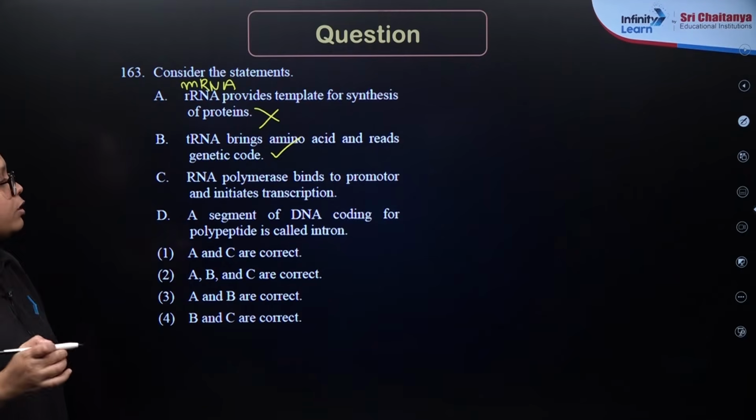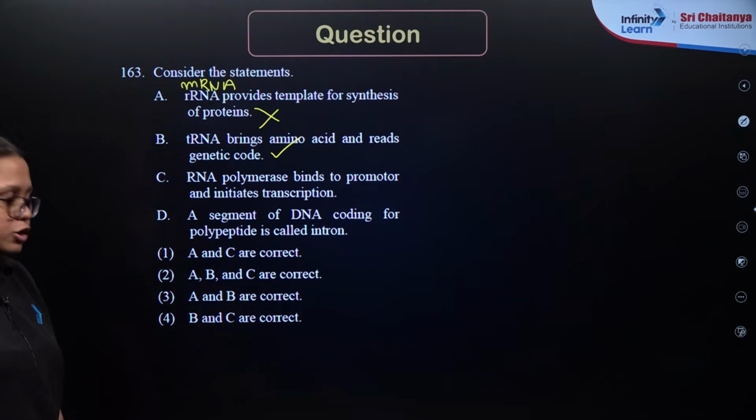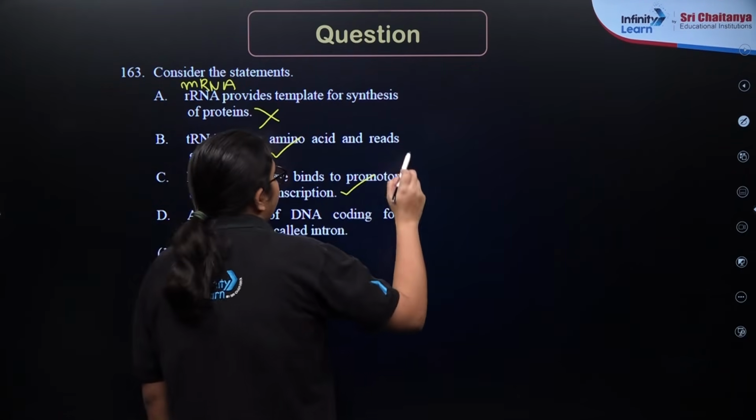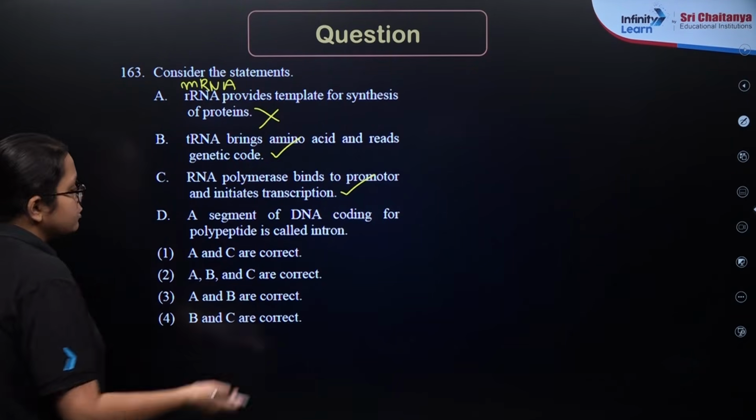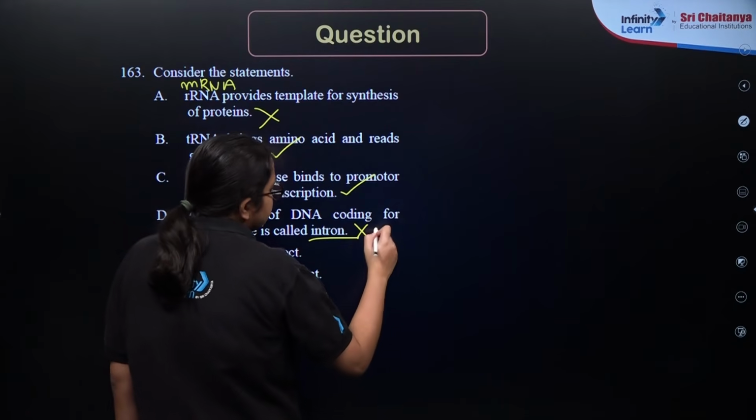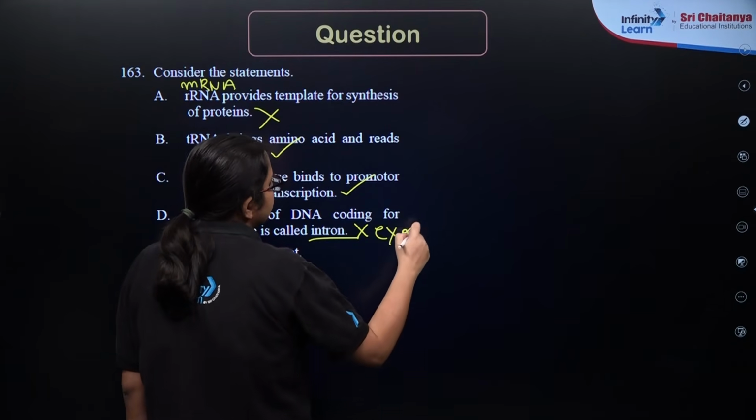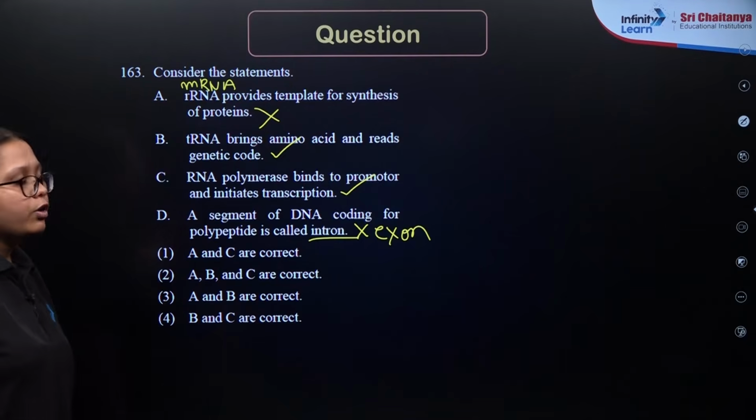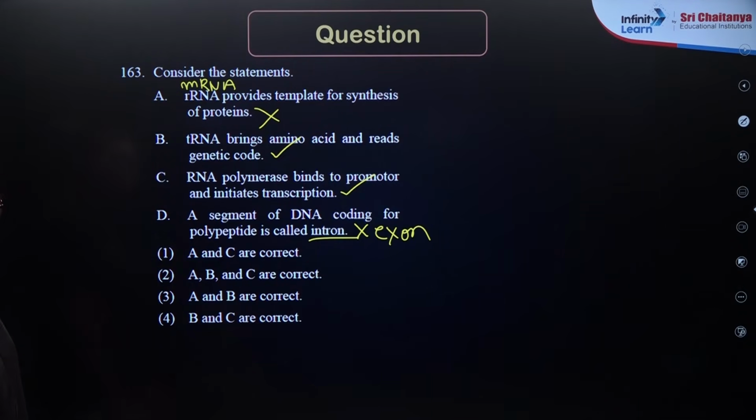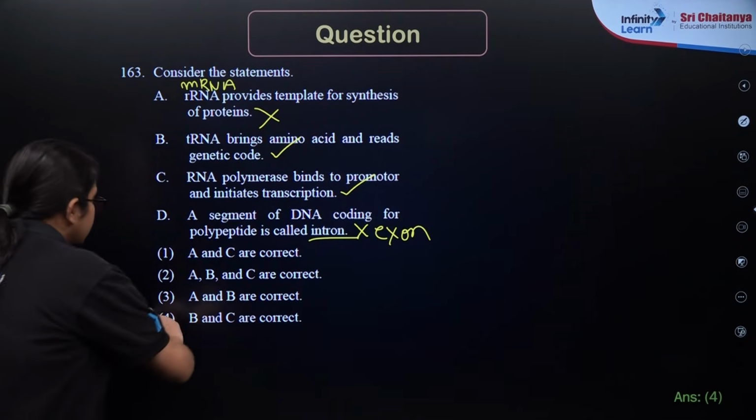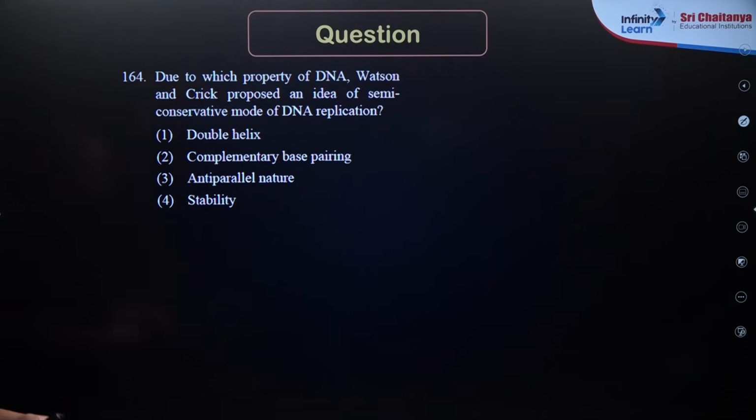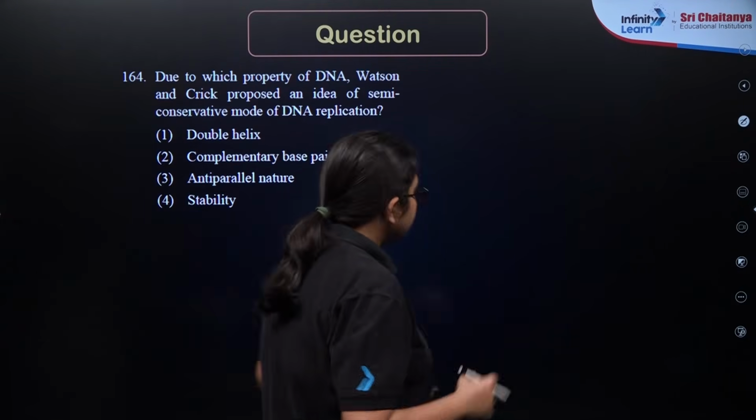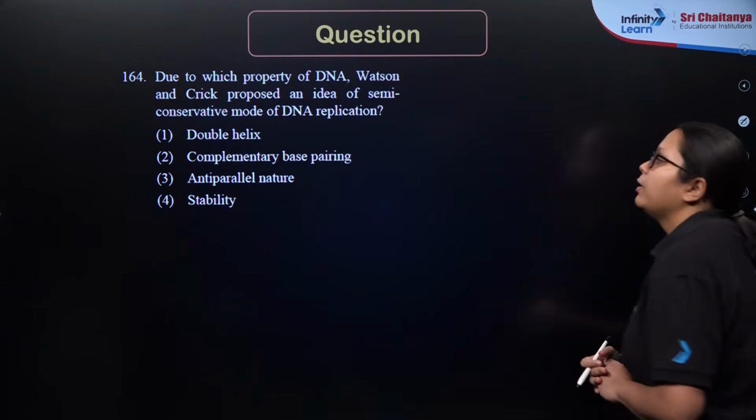Third one, RNA polymerase binds to promoter and initiates the transcription. Yes, it binds to the promoter and initiates transcription process. Last one, a segment of DNA coding for polypeptide is called intron. No, it's called exon. Intron is the inactive DNA, it does not code for anything. Okay, so what are correct? B and C are correct. The answer is fourth.